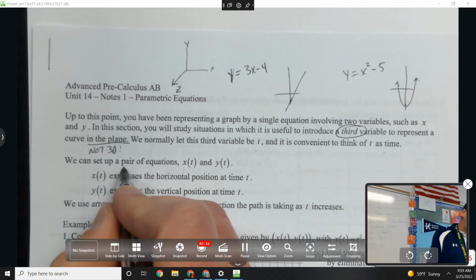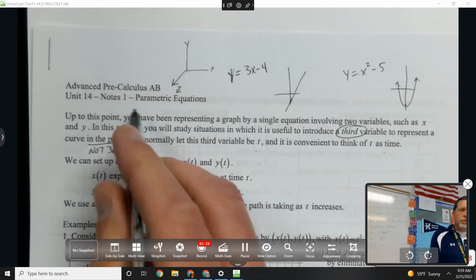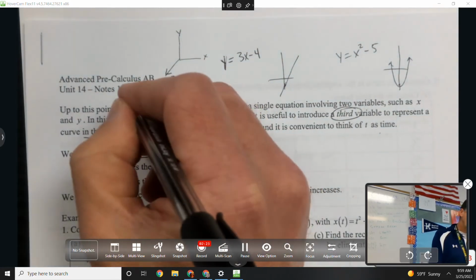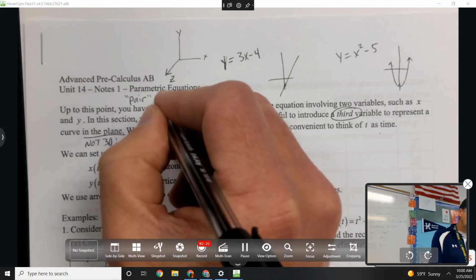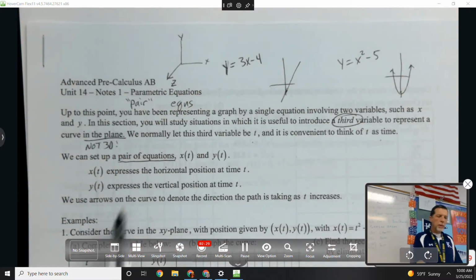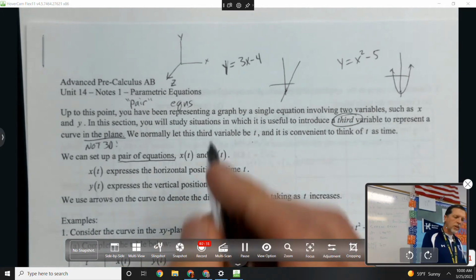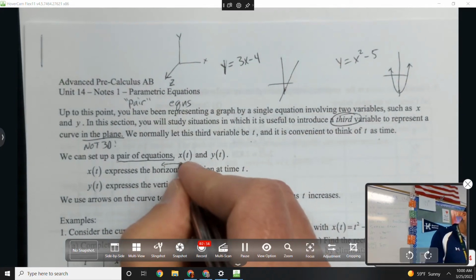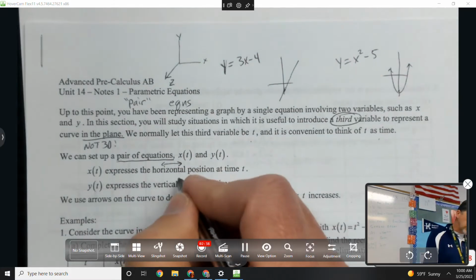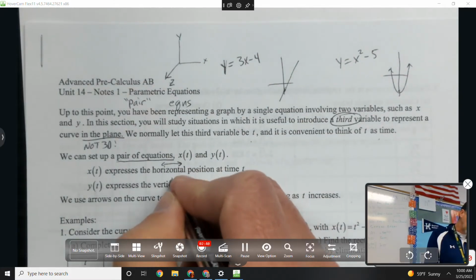And we'll set up a pair of equations. This is not what parametric equations means, but they come in pairs. There'll be two of them. X of t will express the horizontal position. The horizon stretches left to right, that's x, left and right. Y will express the vertical position, the up and down position.